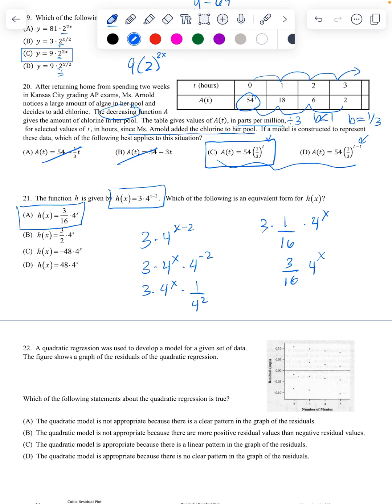So in this situation, because those powers were added or subtracted, not multiplied, I separate them like this. I keep the same base, and then a negative power has to move into the bottom to become positive.